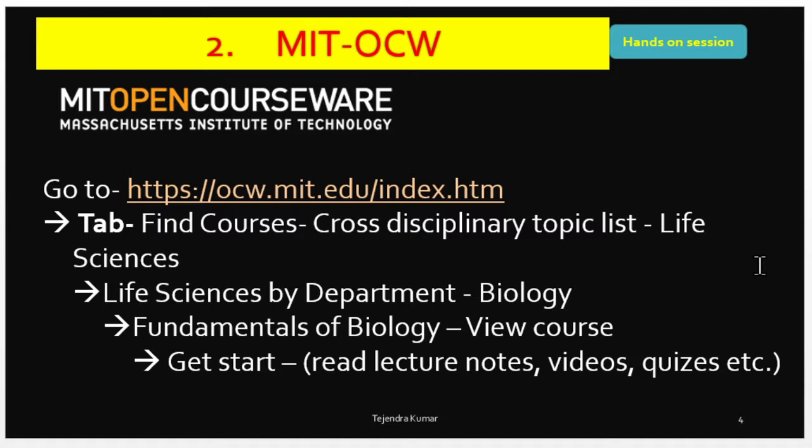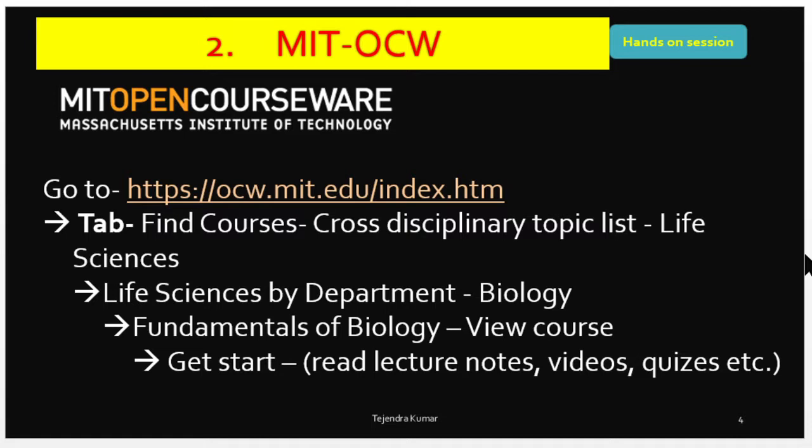Suppose you are a student of arts, or the humanities, or business, then you can search according to your need. Everything is given there. Suppose this is the life science and you click here, then you have to click on the department. Suppose I click on the biology department, then I will see some courses. I click on one of those. This is the fundamentals of biology, and then I will open this course and start learning. Okay, so this is an example.